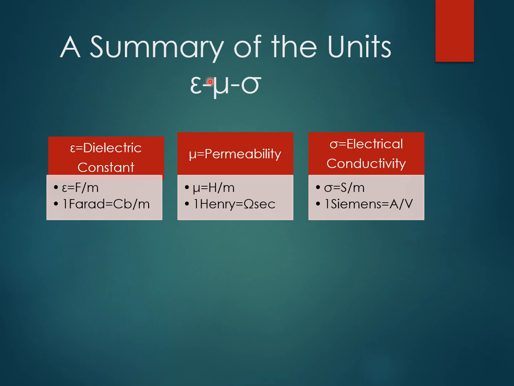And in summary of the units of epsilon, mu, and sigma, we have epsilon, the electric constant, equals farad over meter, and 1 farad is equal to Coulomb over volt. Mu, the permeability, is 1 Henry over meter, and 1 Henry is ohm times second. Sigma, the electric conductivity, is Siemens over meter, and 1 Siemens is ampere over volt.